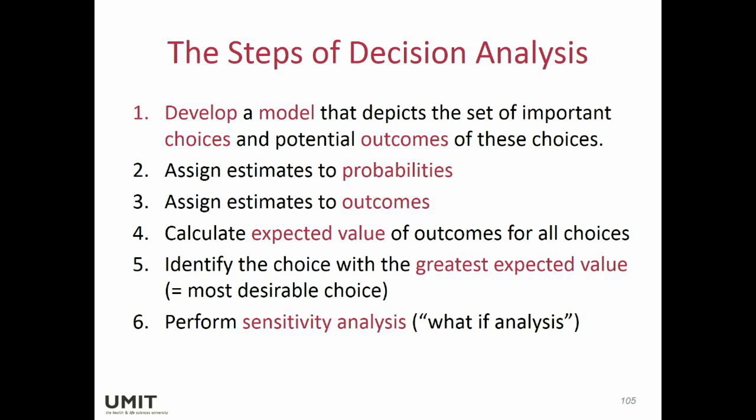Let's remember what are the steps of decision analysis. You first develop a model that describes the set of important choices and potential outcomes of the choices. Then you would assign the probabilities, assign the estimated outcomes, and you calculate the expected value of outcomes for all of your choices. And then you identify the choice with the greatest expected outcome. The greatest expected outcome if your outcome is a positive measure, of course.